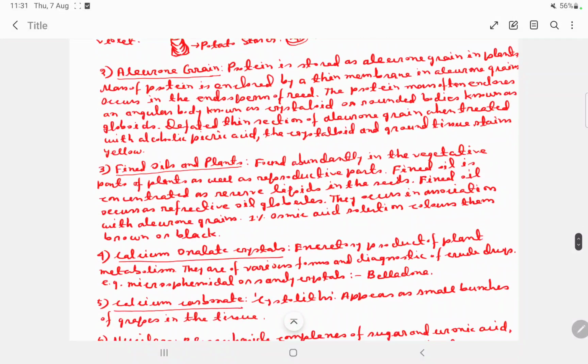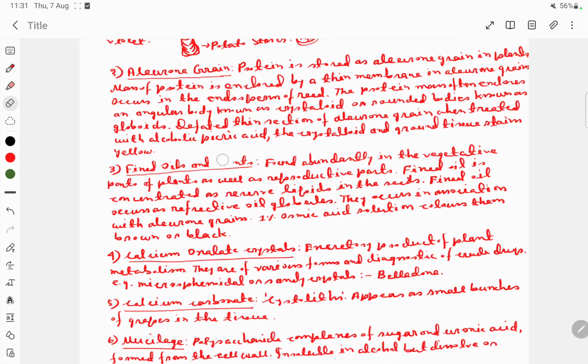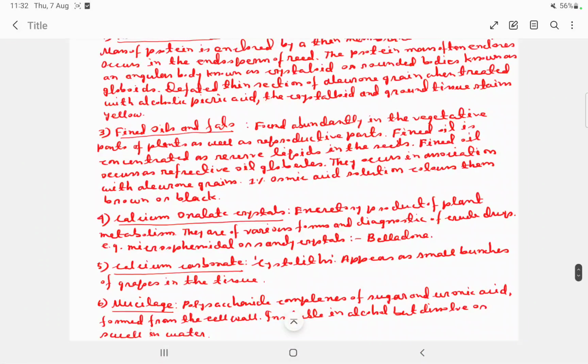Next is fixed oils and fats. They are found abundantly in the vegetative as well as in the reproductive parts of the plant. Fixed oil is concentrated as reserve lipids in the seeds. Fixed oil occurs as refractive oil globules, in association with aleurone grains. The test is 1% osmic acid solution, which colors them brown to black.